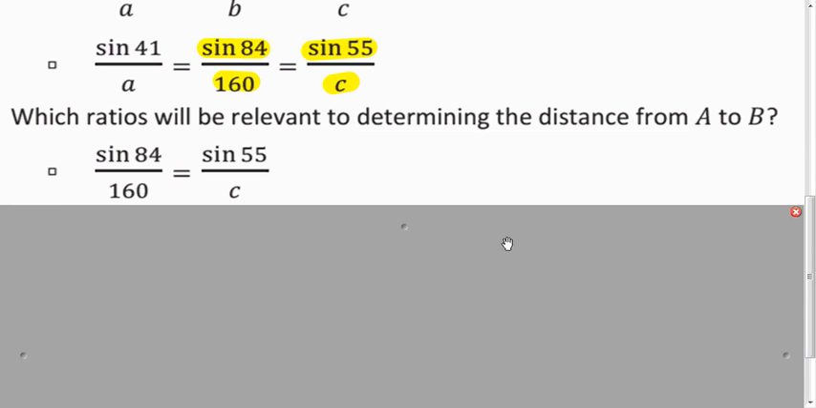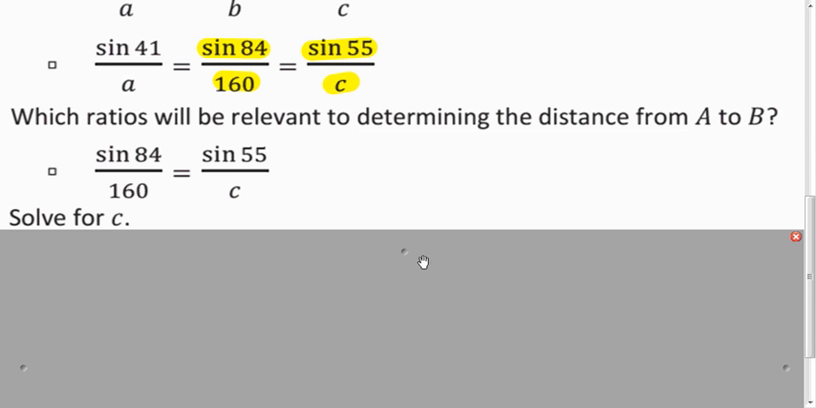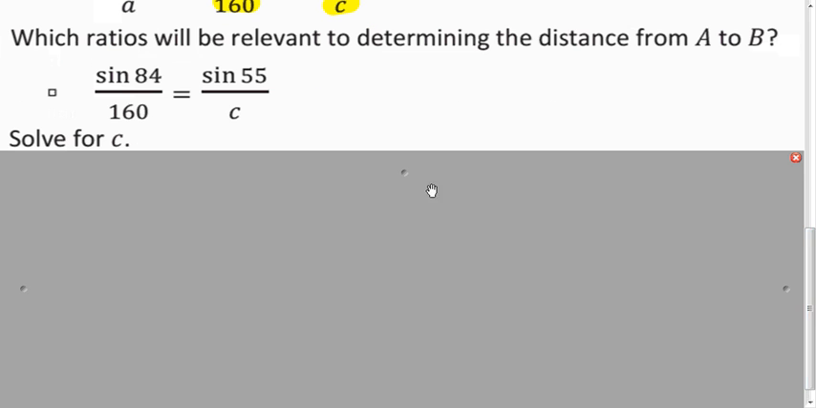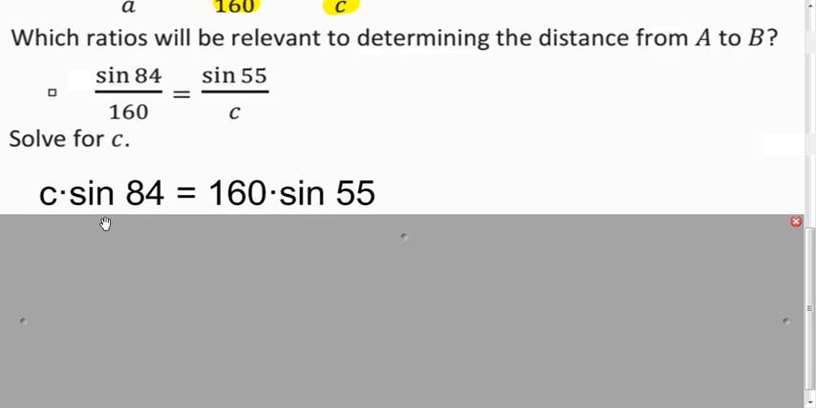So we can solve this. So go ahead and solve that for c. Make sure you're in degree mode, and then I'll show you my solution. So you apply the cross product, and we want to divide by sine of 84.